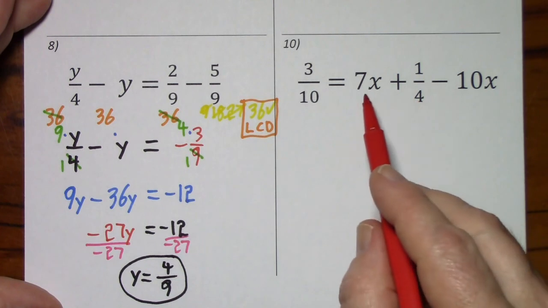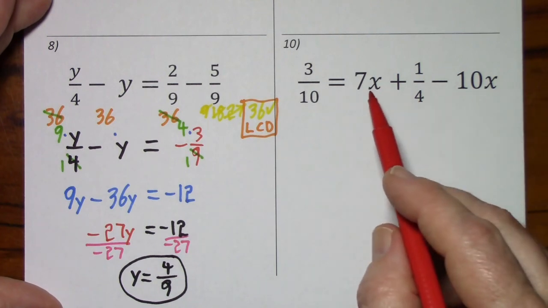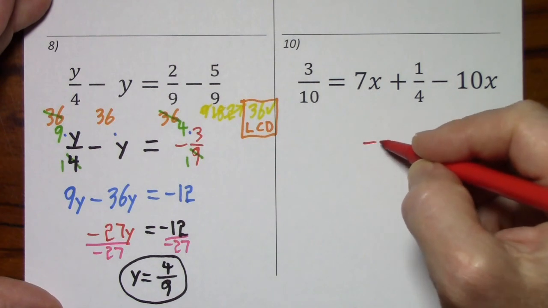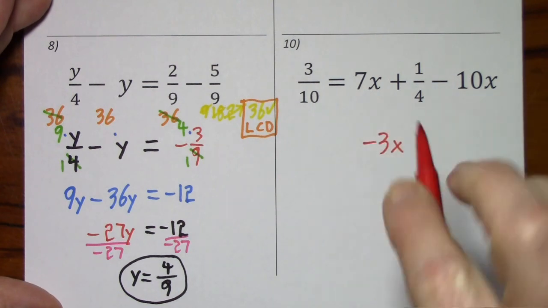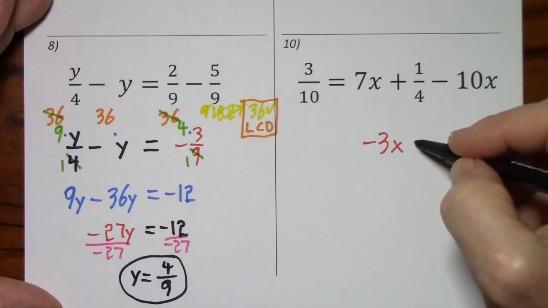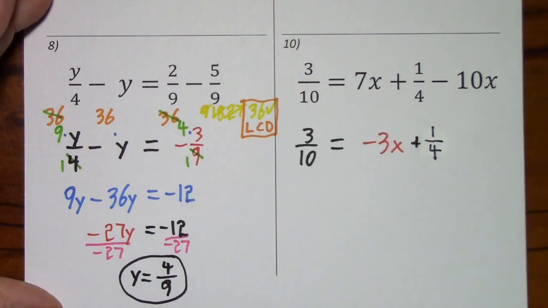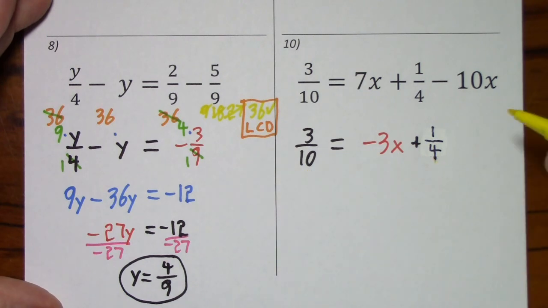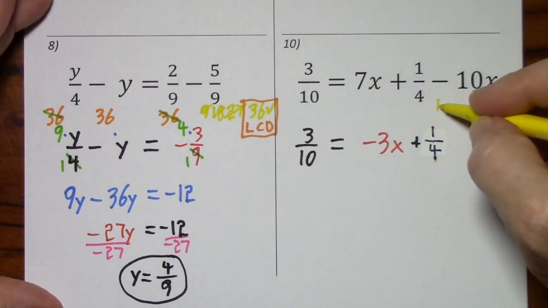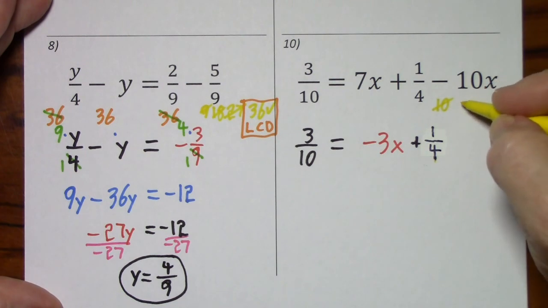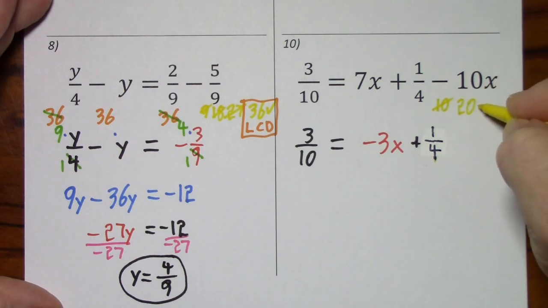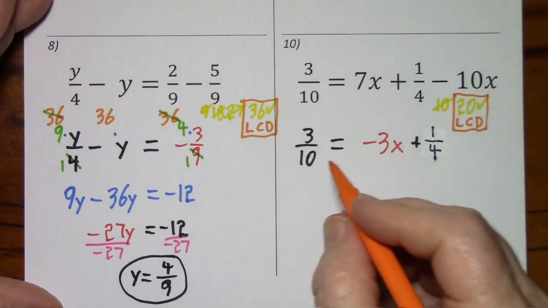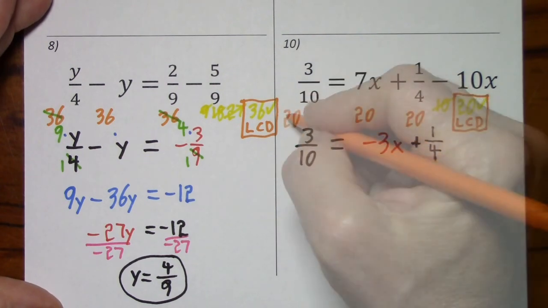On our final one, we'll combine these two first. 7x negative 10x leaves us with negative 3x. Bring everything else down, so plus 1/4. Looking at our denominators, we want the least common denominator. We'll look at multiples of 10. 10 doesn't work, but 20 does. So 20 is our least common denominator. Multiply each term by 20.